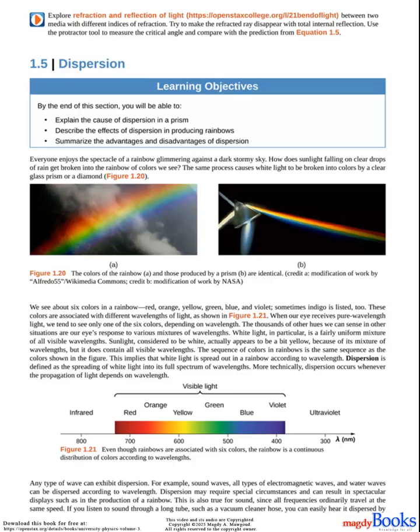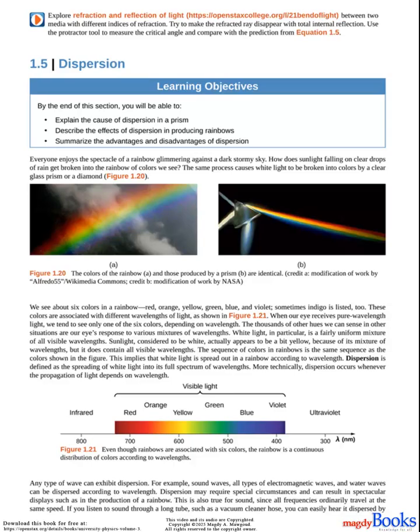Everyone enjoys the spectacle of a rainbow glimmering against a dark, stormy sky. How does sunlight falling on clear drops of rain get broken into the rainbow of colors we see? The same process causes white light to be broken into colors by a clear glass prism or a diamond.